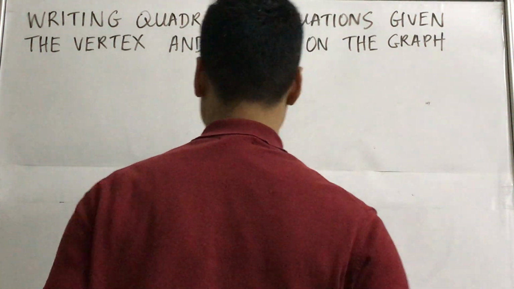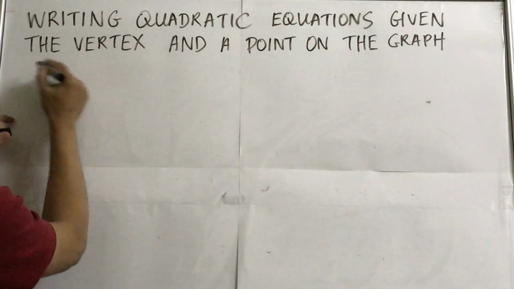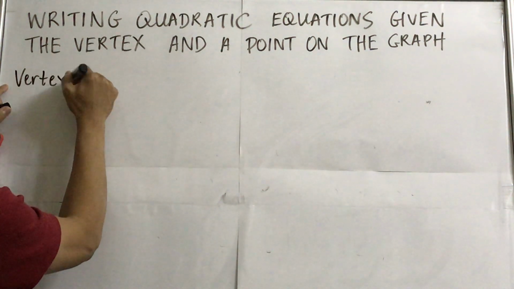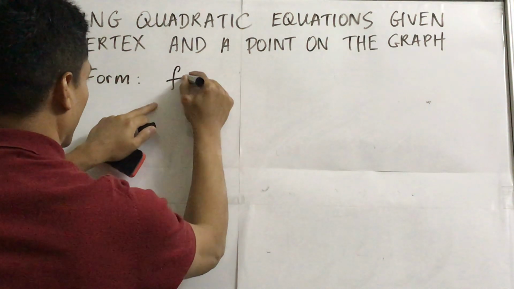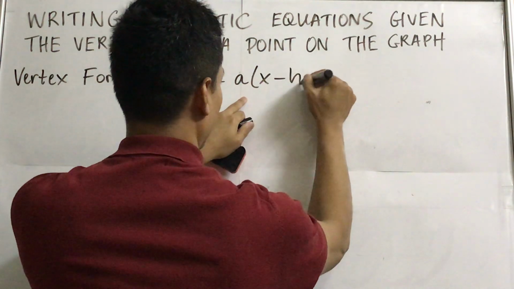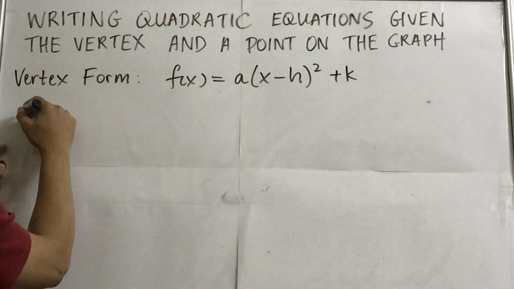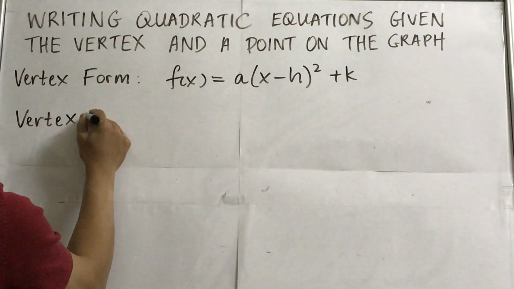What are we given here? We are given the vertex. Okay, let me write the vertex form here. f of x equals a times (x minus h) squared plus k. Now, we are given the vertex. Can somebody read out the vertex that we are given?